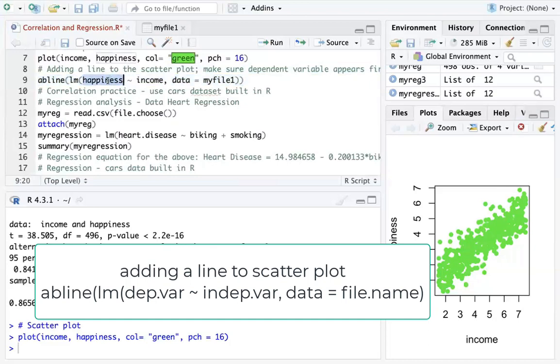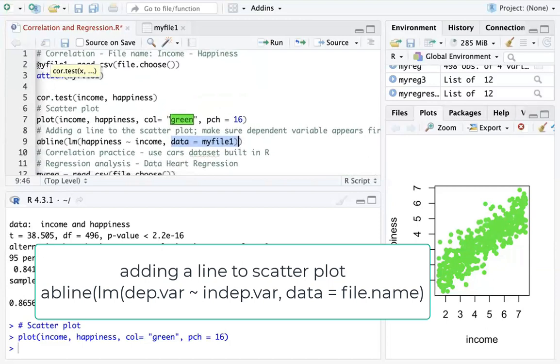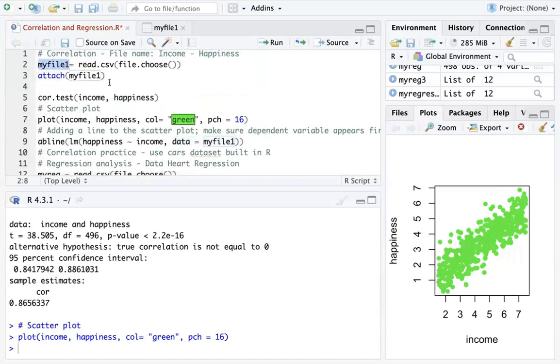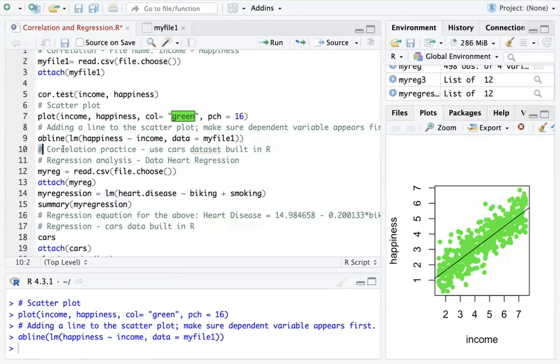And then the dependent variable should come first, followed by the tilde sign, and then income, that's the independent variable, and the name of data. The name of data is myfile1. It's the same one that I had created here. You can see the object that I created that's storing my data. It has developed this line. So this line is sometimes helpful to understand the relationship between two variables. You can also practice correlation using cars data that's built in R.